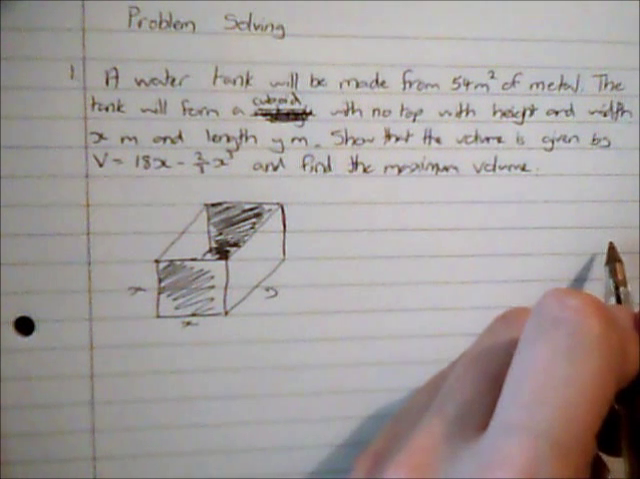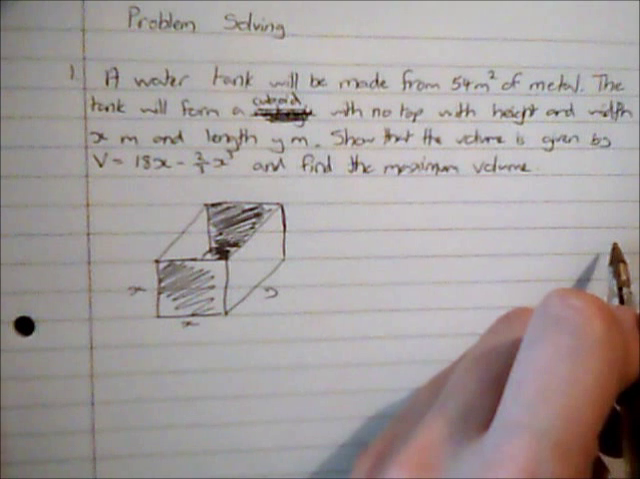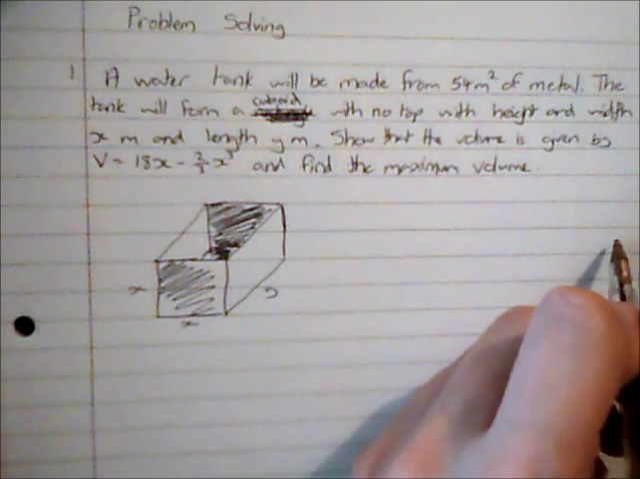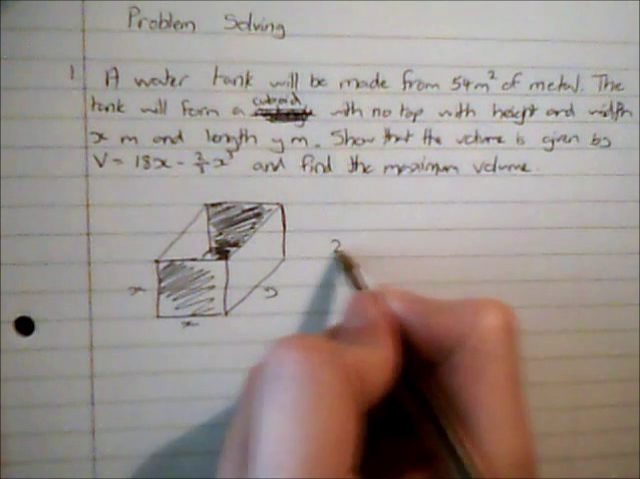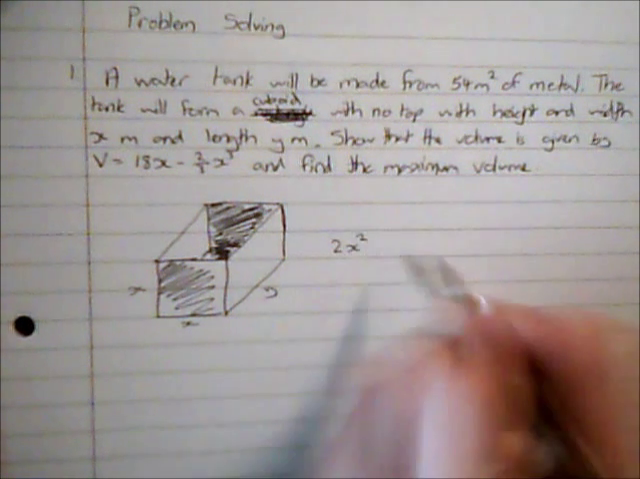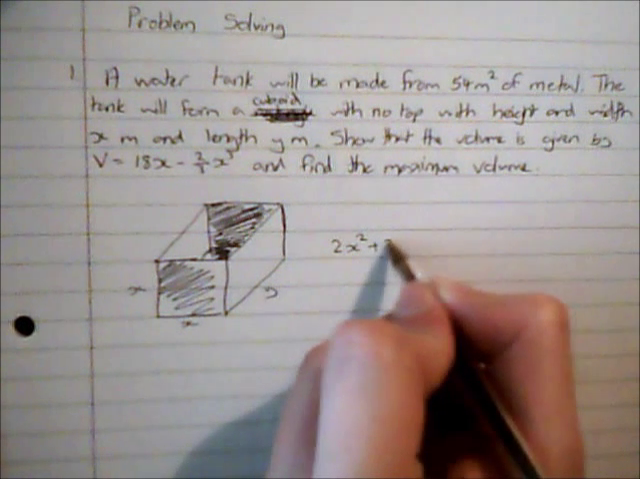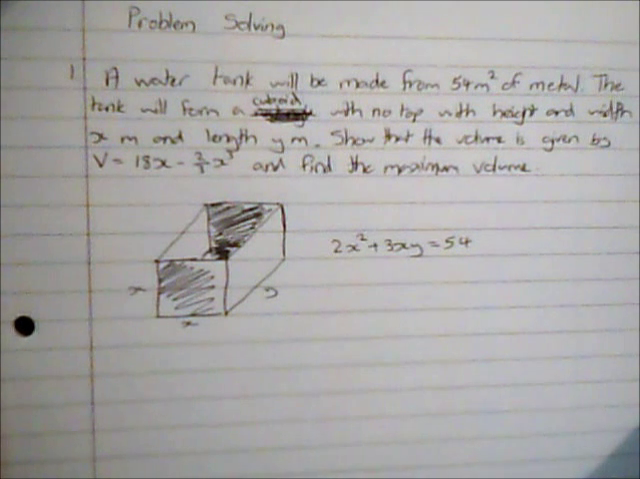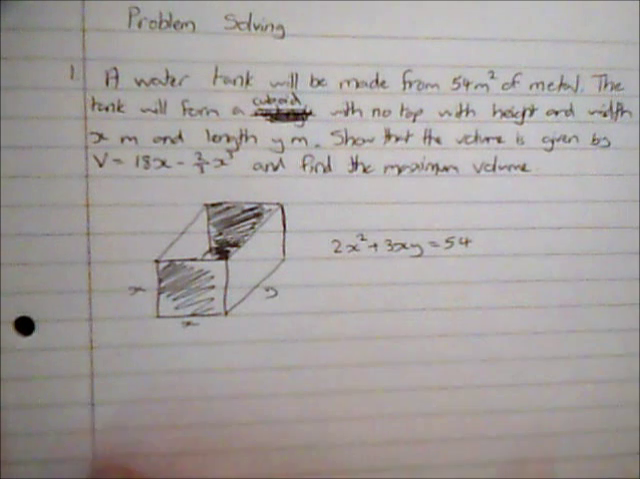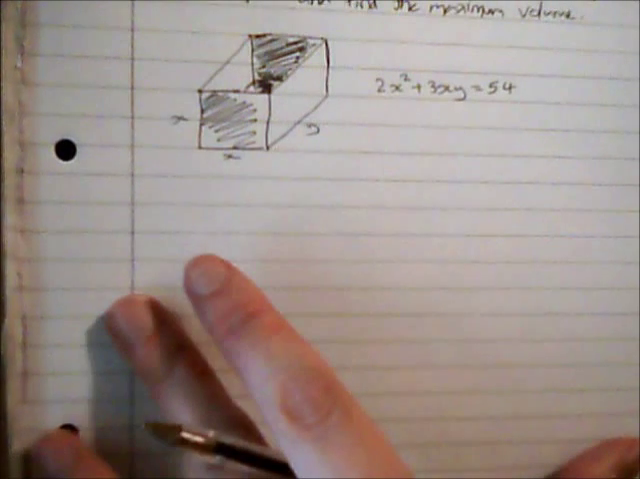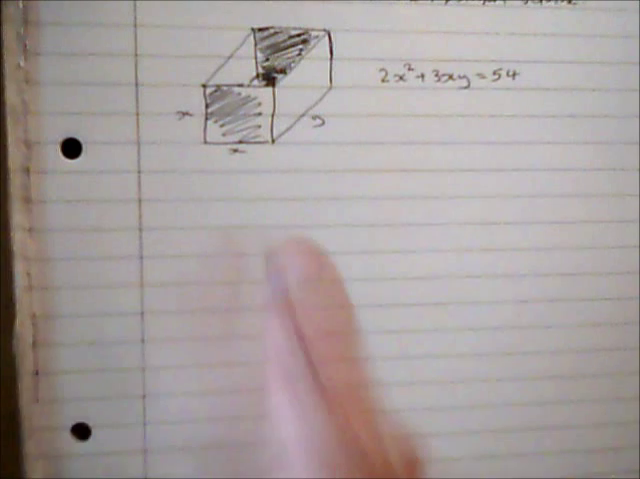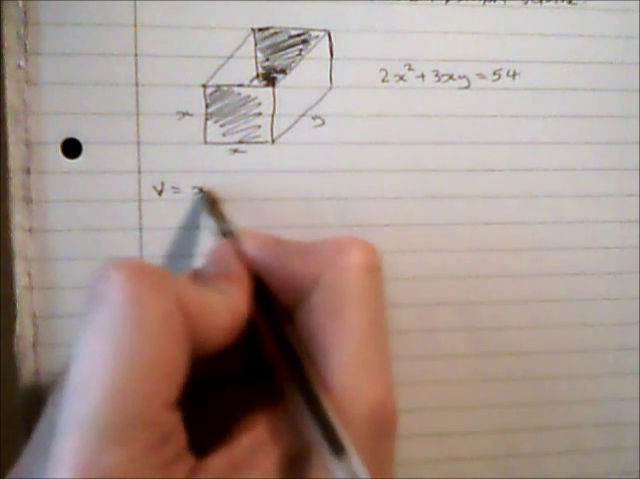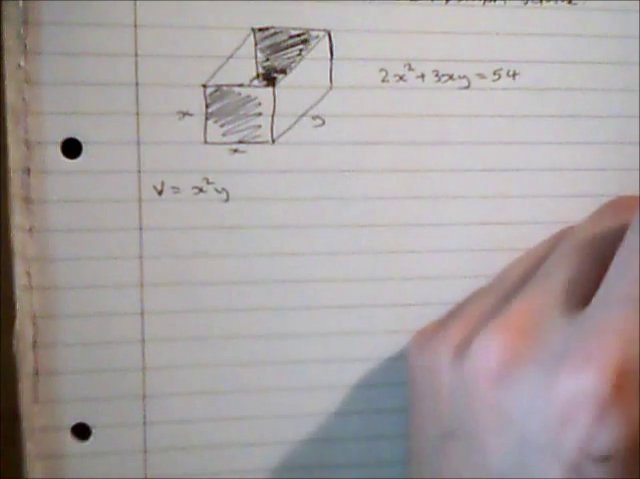So the amount of metal that is required is 54, and that's to create these 5 faces. So I've got 2 faces that are x by x, and 3 faces that are x by y. So that gives me an equation involving x and y for the surface area. And then I'm going to consider the volume. So the volume is given by x squared y, so x times y.